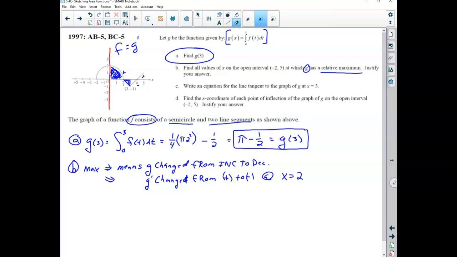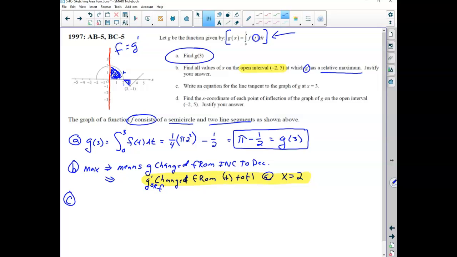And do I need to consider my endpoints on this problem? Well, do I need to consider endpoints? Ooh, I don't know. Endpoints, open interval. No, my endpoints are open, therefore I do not consider my endpoints at all. So I have a maximum at x equals 2. My justification, I just worked it backwards, is g prime changed from positive to negative. And I can say g prime or f because they are one and the same. And that really shows them that you understand fundamental theorem number 1. Okay, part C.